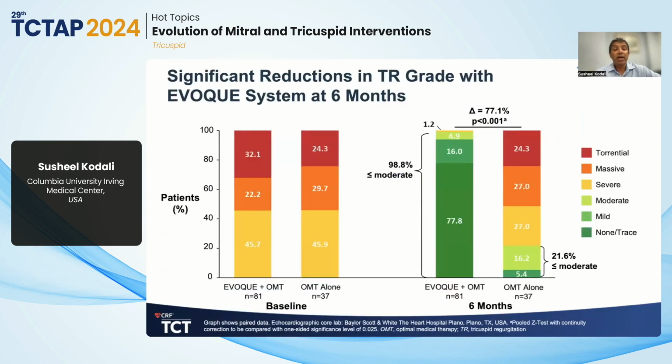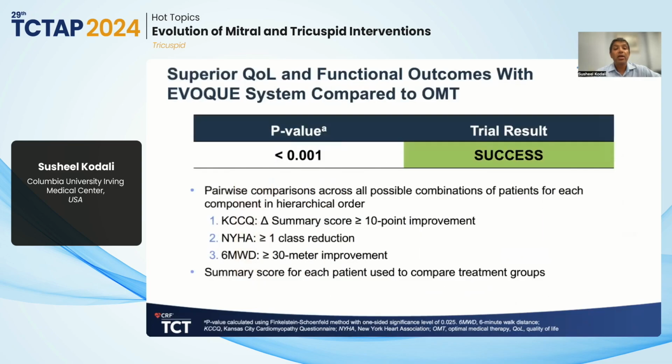In terms of TR reduction, the Evoque valve got to moderate TR or less in nearly 99% of patients, and nearly 94% of patients had mild or less, which was significantly different than the patients in the control arm. If you look at the functional status improvement using the Finkelstein-Schoenfeld, patients that received Evoque had a significant improvement in functional status at 6 months as based on improvements in KCCQ, NYHA, and 6-minute walk distance.